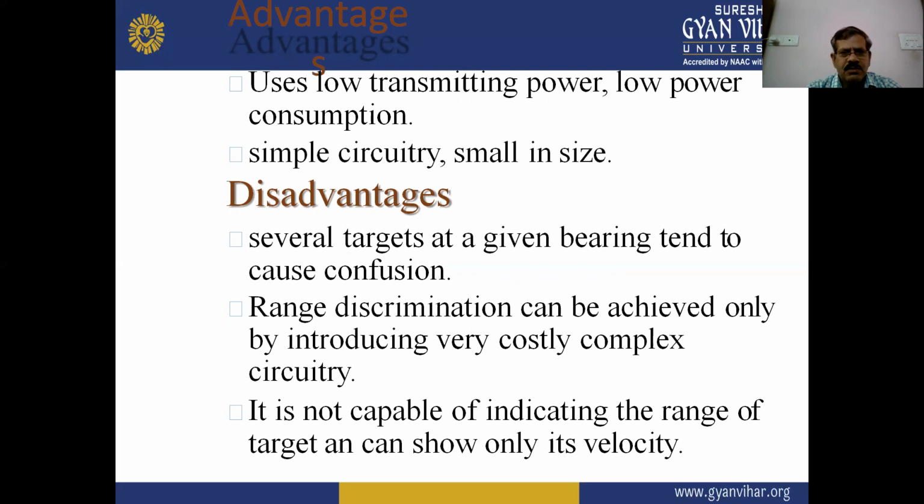But CW radar has some disadvantages also. Several targets at a given bearing tend to cause confusion. Range discrimination can be achieved only by introducing very costly, complex circuitry. So it is not capable of indicating the range of a target and can show only its velocity.